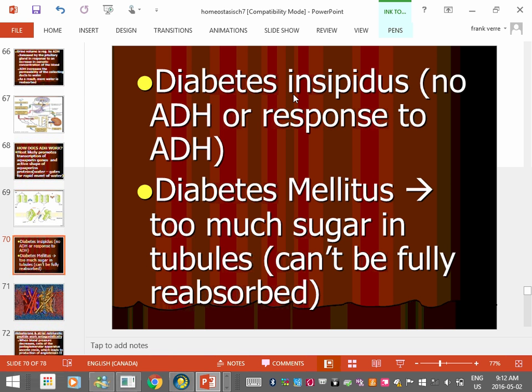So in other words, do you guys know what insulin does? Insulin tells your body to what? Store sugar. If you don't make insulin, or whether you don't respond to it, it's the same effect. You don't store the sugar. ADH says reabsorb more water. So if you don't make ADH or you don't respond to it, it's the same effect. You don't reabsorb more water.